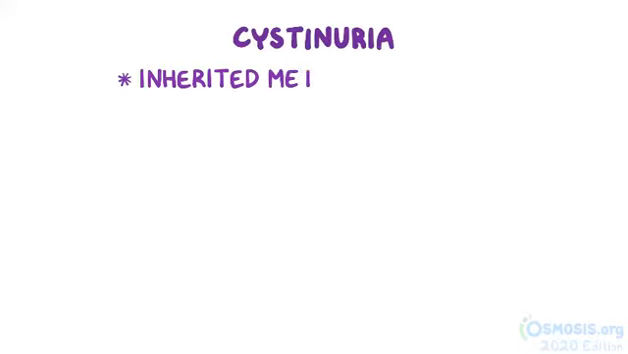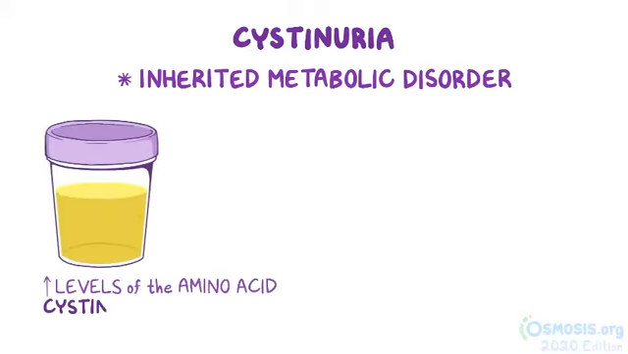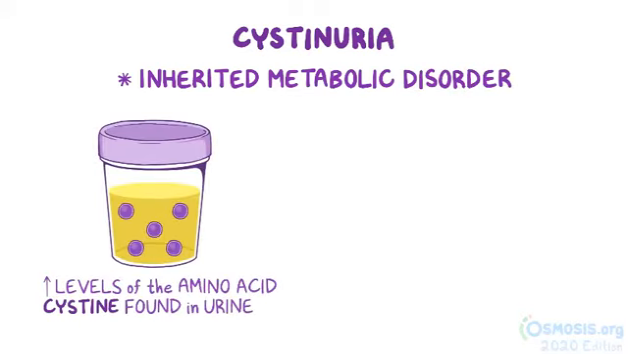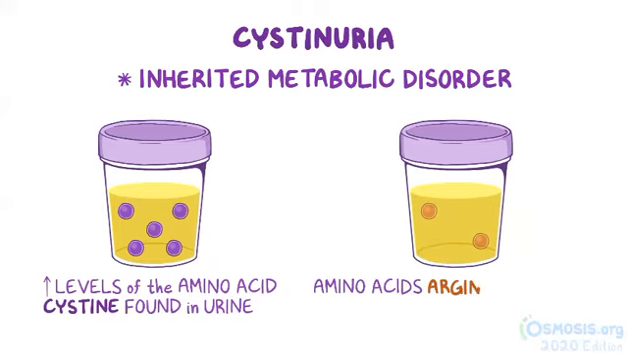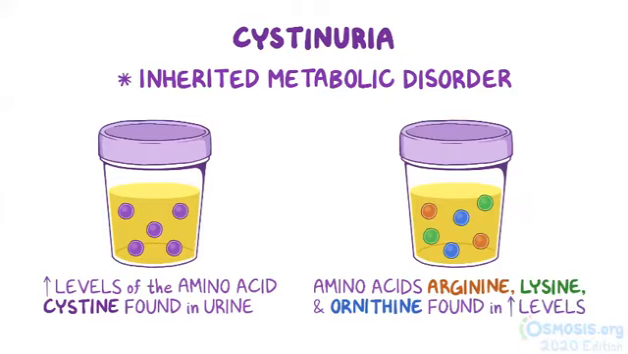Cystinuria is an inherited metabolic disorder named because of high levels of the amino acid cysteine found in urine. The chemically similar amino acids arginine, lysine, and ornithine are also found in high levels.